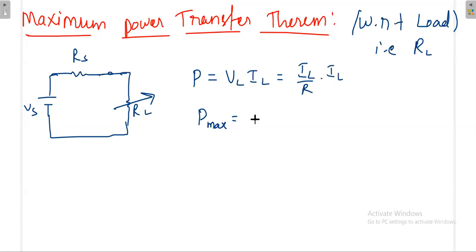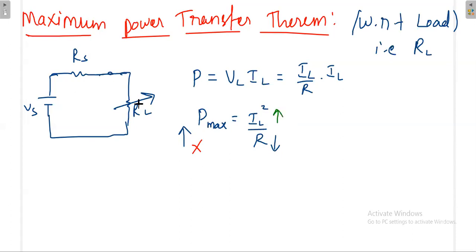Okay, now what is happening, this is IL square divided by R. Okay, this is constant. When you decrease R, you may think your power is increasing as per this formula, but that is wrong because when you decrease R, what will happen to IL? IL also will increase.